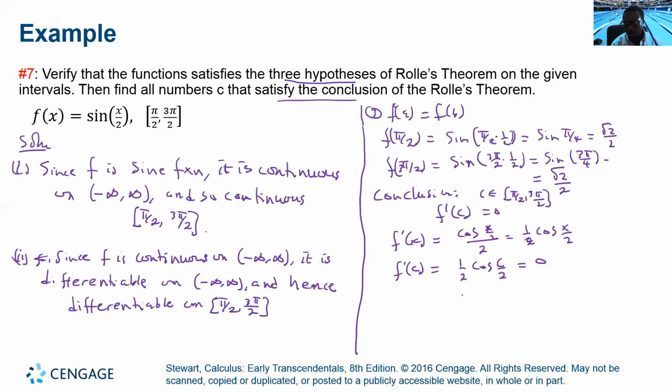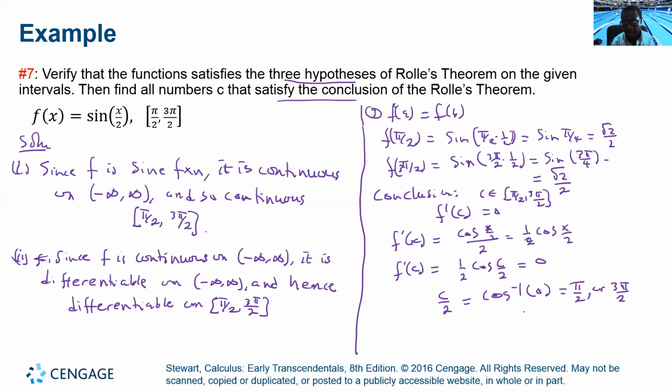If you multiply through by 2, you're going to have C over 2 is equal to the cosine inverse of 0. The cosine inverse of 0 will give us pi by 2, or 3 pi by 2. So either is pi by 2 or 3 pi by 2.